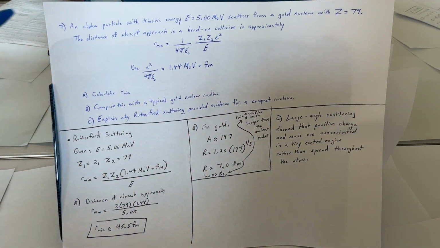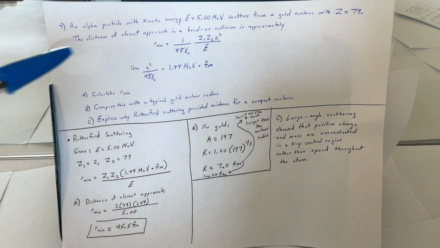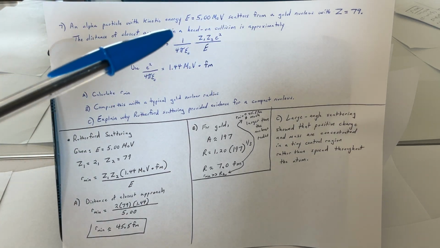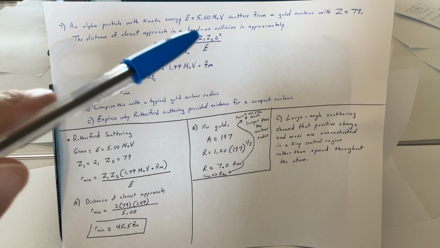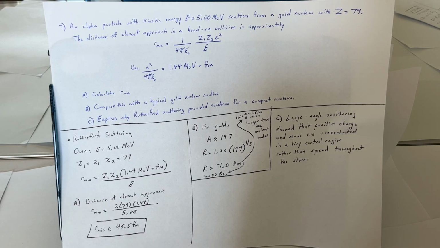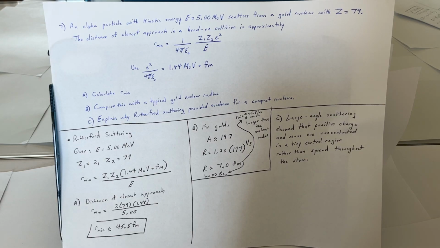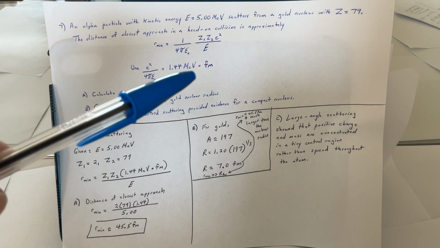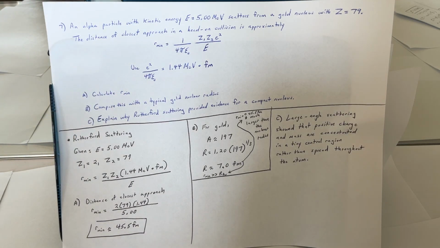Okay, so 7, an alpha particle with kinetic energy E equals 5.00 MeV scatters from a gold nucleus with Z equals 79. The distance of closest approach in a head-on collision is approximately R sub min equals 1 over 4 pi epsilon naught times Z sub 1, Z sub 2 times e squared over capital E. And we're going to use e squared over 4 pi epsilon naught equals 1.44 MeV·fm. So calculate for part A our R sub min. So this is Rutherford scattering.